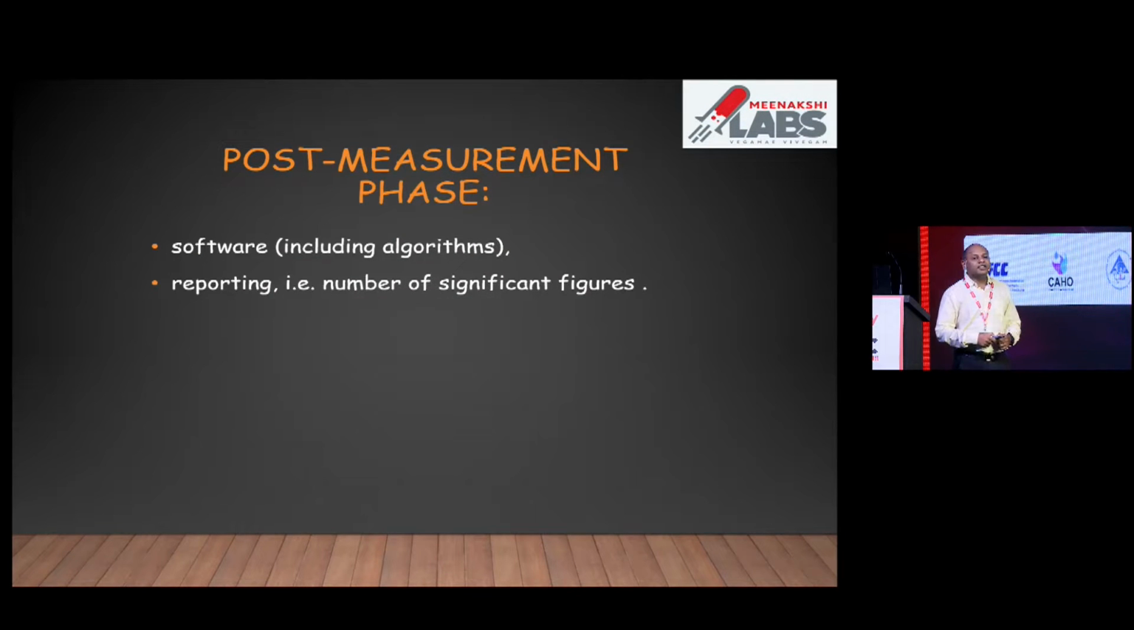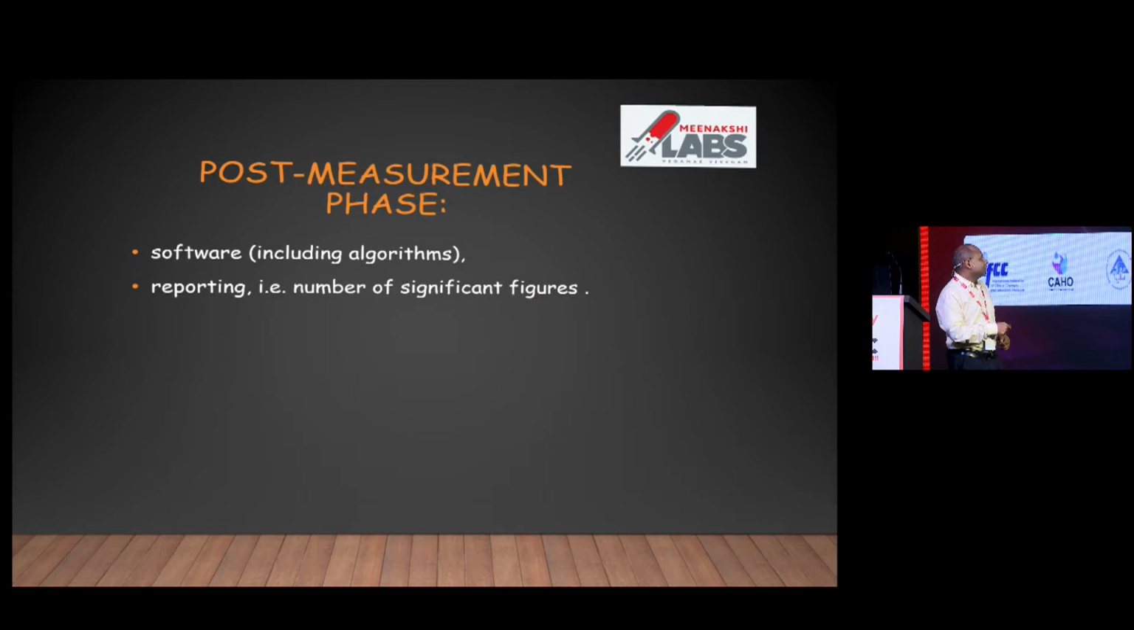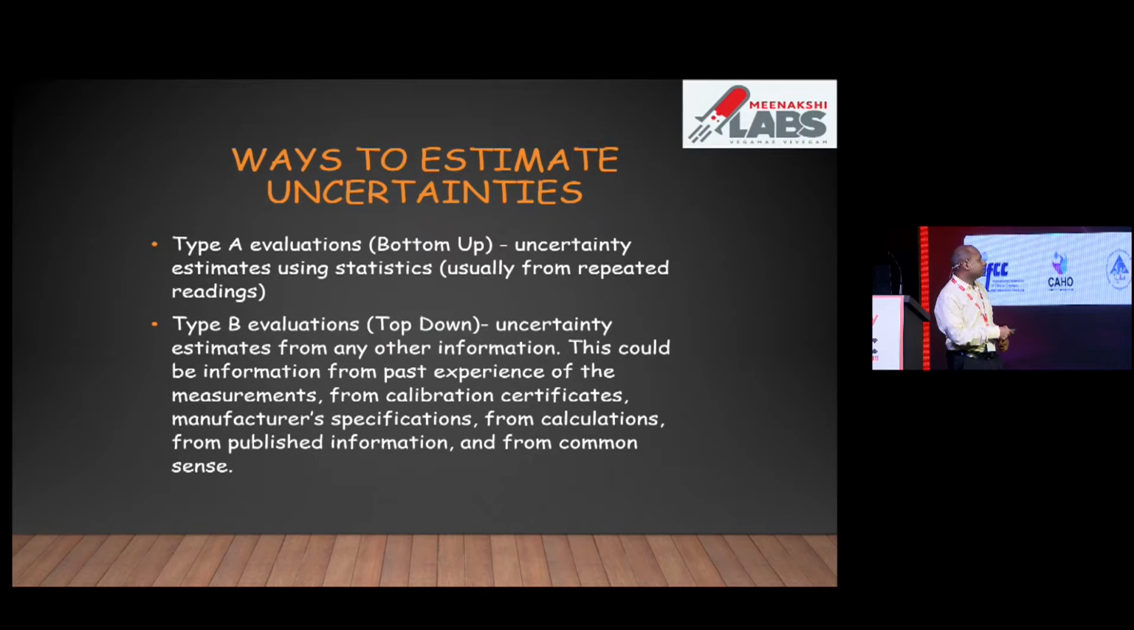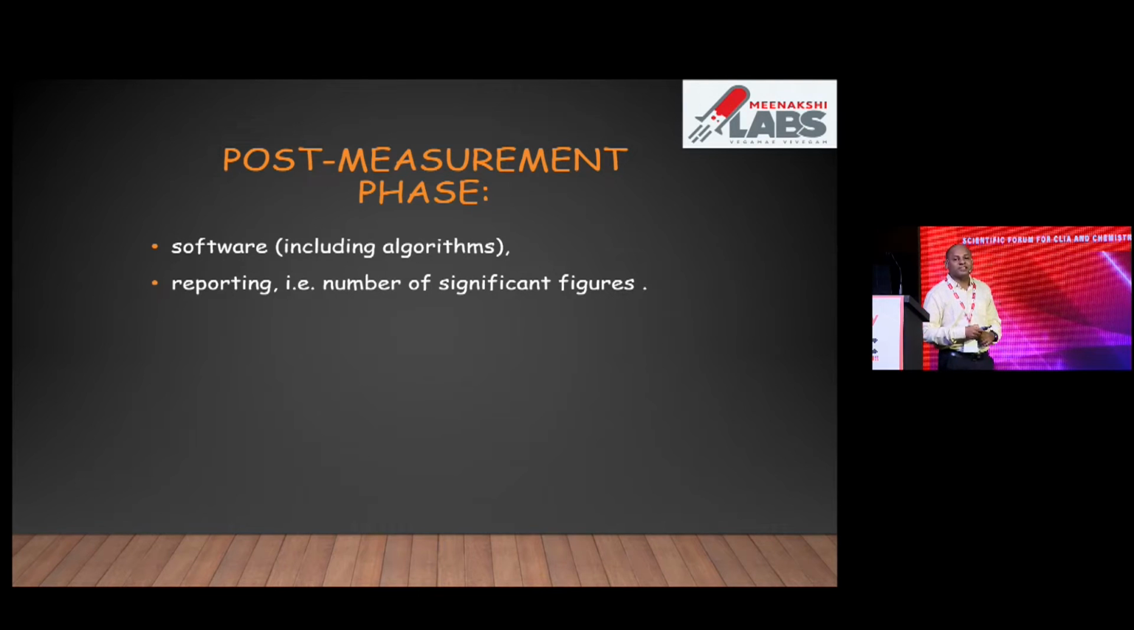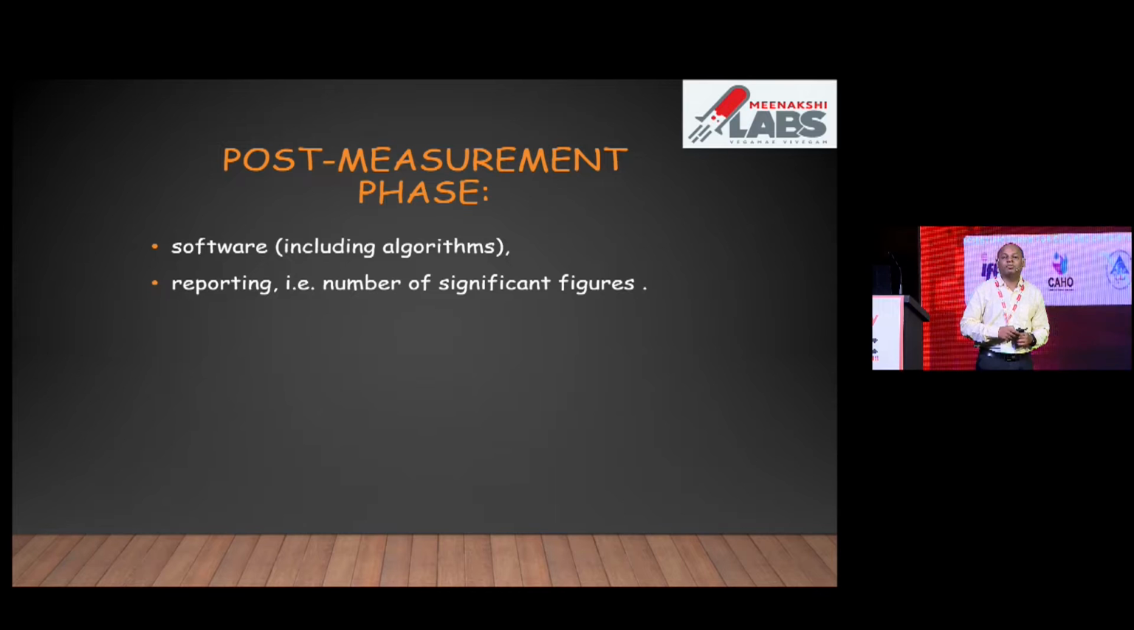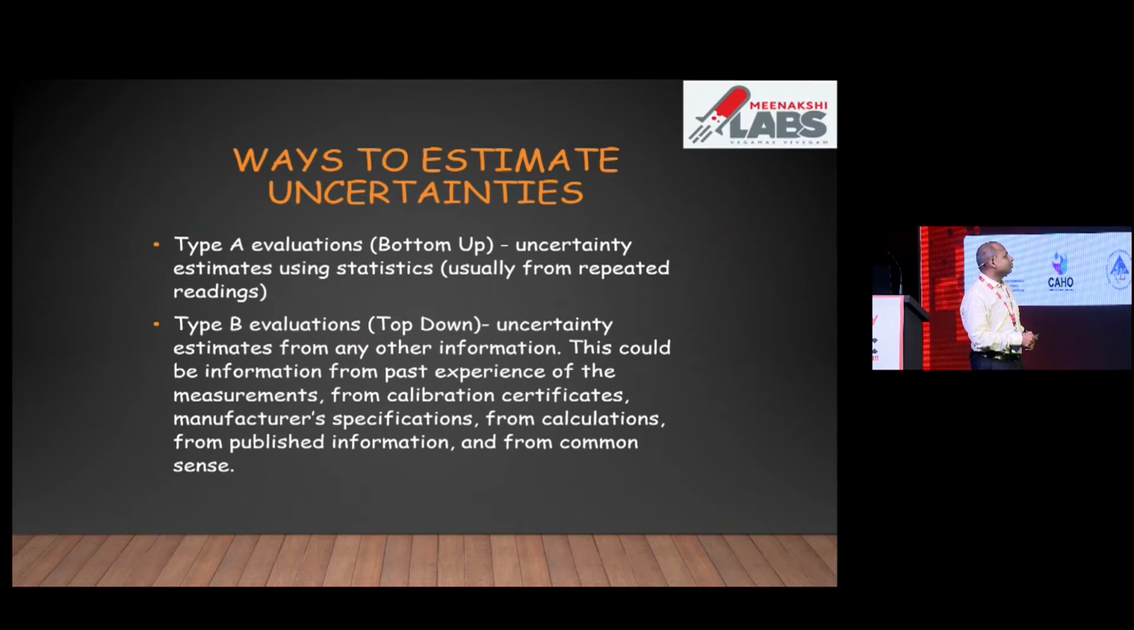And then in the post-measurement phase, we have software where some algorithms are there. So there can be some variations in these algorithms. There can be variations due to reporting, the number of significant figures. Some LIS systems may capture data up to 2 decimal points. Some LIS may capture data up to only 1 decimal point. So also it can contribute to the variabilities. So these are all the sources of variations.